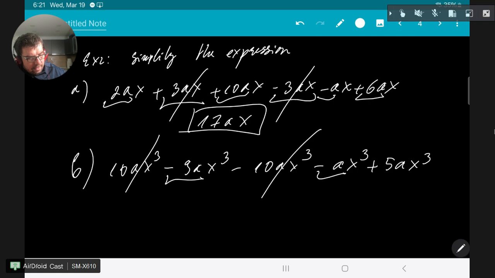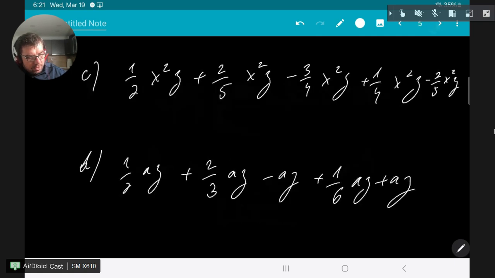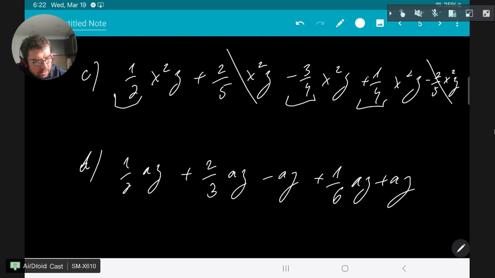So I get minus 9a minus a will be minus 10, plus 5a. So I get minus 5a x to the power of 3. Okay. What about this one here? Do I have any opposite monomials? Yes, I have 2/5 and minus 2/5. This will cancel. Now I add this here, 1/2 minus 3/4 plus 1/4. So 1/2 is 2/4 plus 1/4 is 3/4 minus 3/4, and actually they will also cancel, right? And I'll get just 0 as a result.